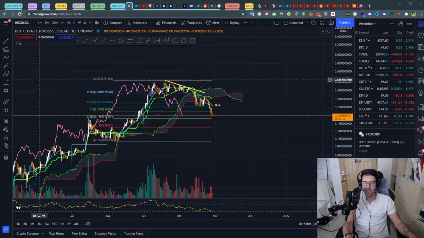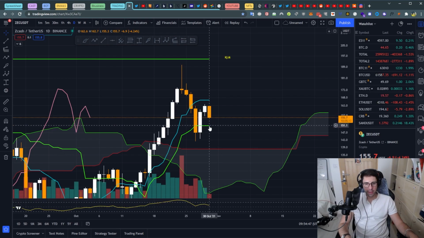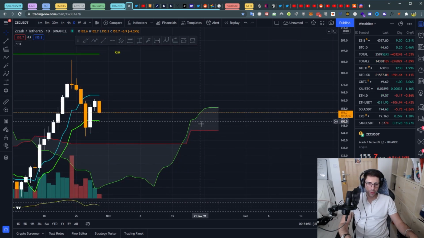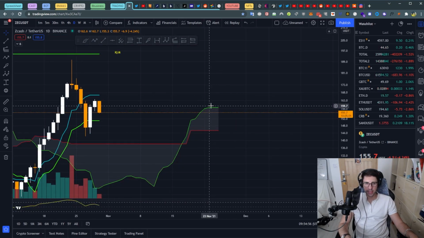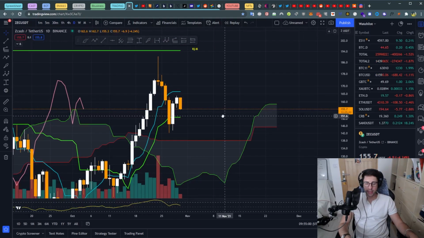It's ZEC. So ZEC is currently stuck between the Tenkan and the Kijun. That means we will have to touch one of them before we see a clear impulsion. So pretty much ranging at the moment. You can see also here on the cloud, the SSA and the SSB are very flat, so it's totally ranging. So not the right time to enter it.